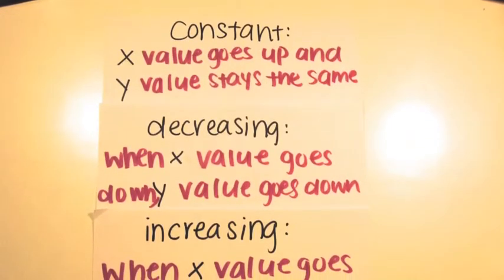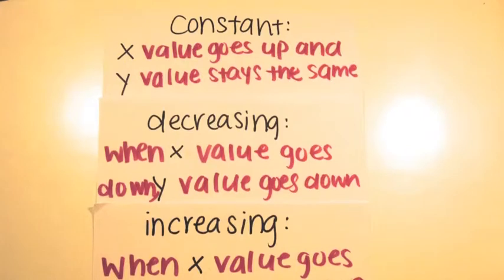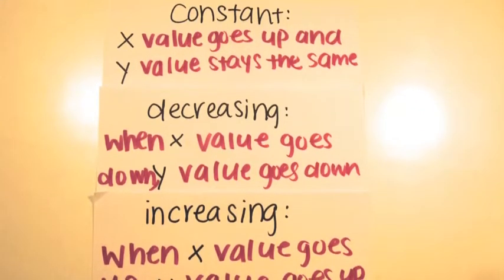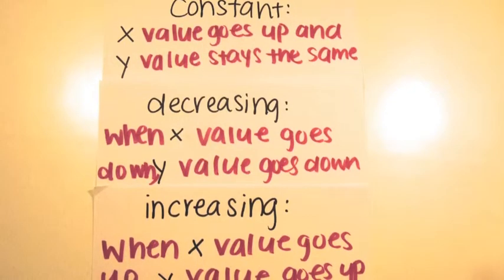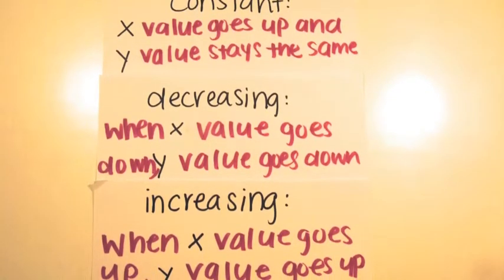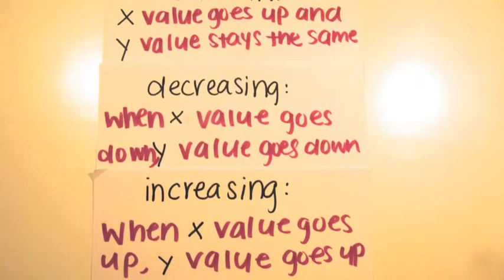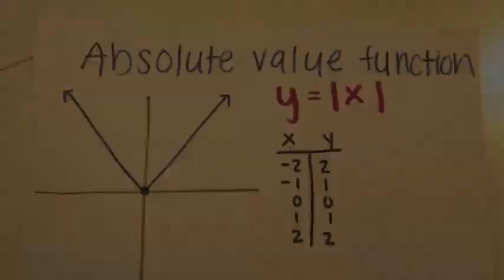A constant function is when the x value goes up and the y value stays the same. A decreasing function is when the x value goes down and the y value goes down. And an increasing function is when the x value goes up and the y value goes up.